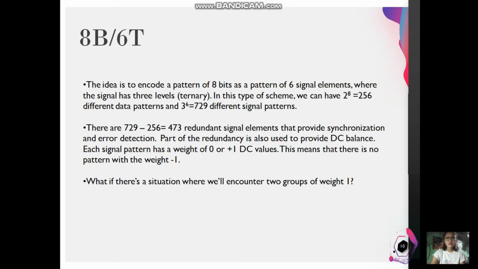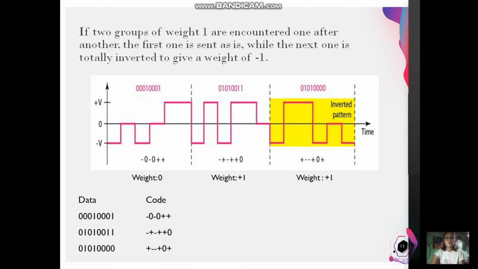Now, what if we encounter two groups of weight 1? If the two groups of weight 1 are encountered one after another, the first one is sent as is, while the next one is totally inverted to give a weight of -1.